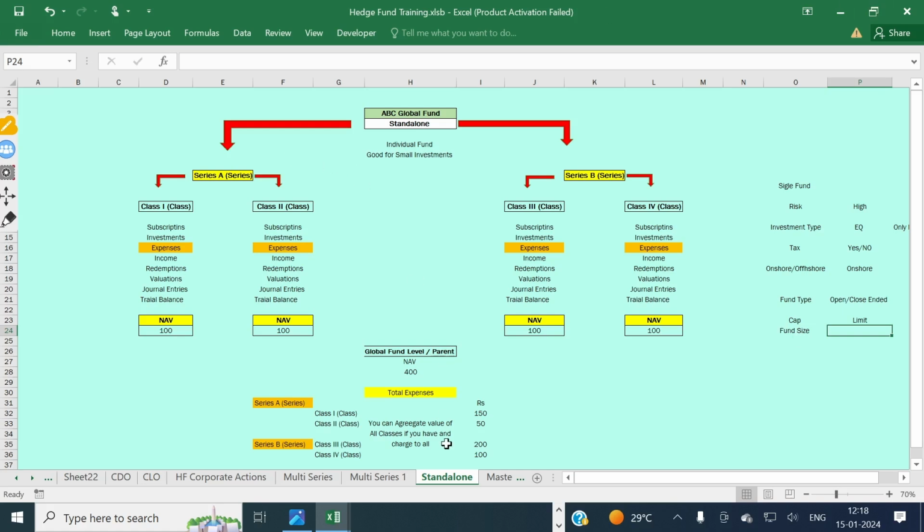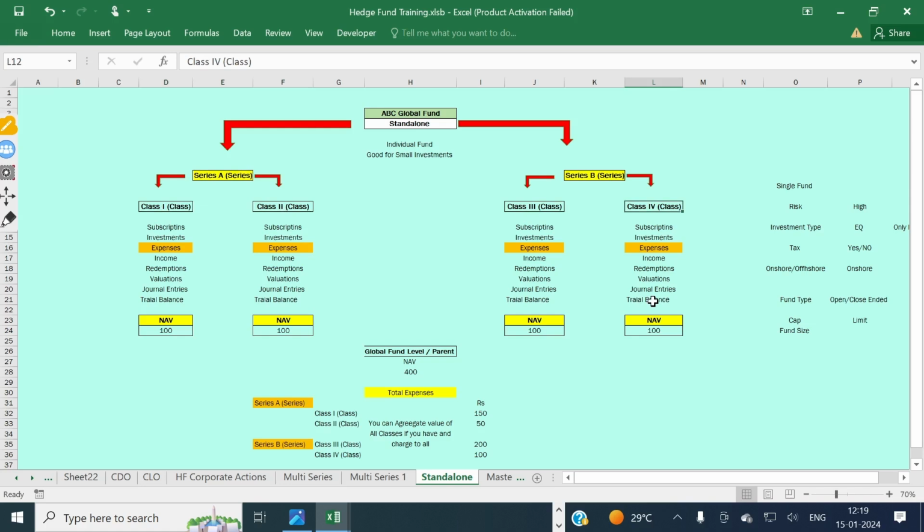Now, in this particular structure, if you see, this one is your standalone. Standalone means a single fund structure. So you have only one fund, but under one fund, you might see multiple series. In this case, we have two series, series A, series B. And under a series, you might see class 1, class 2, class 3, class 4, or even multiple classes.